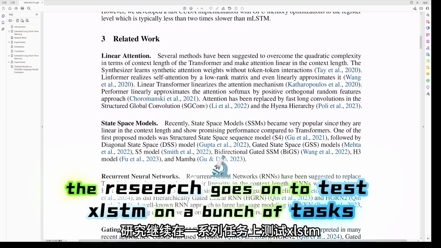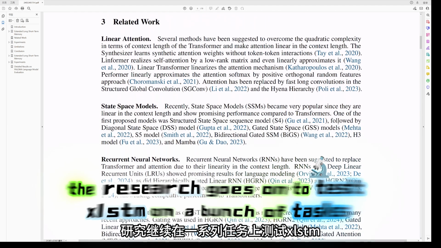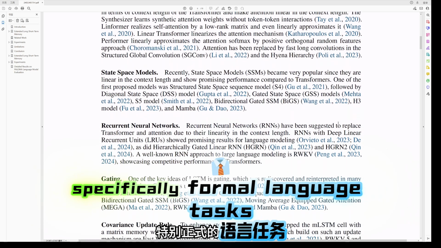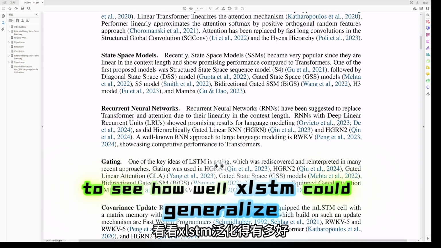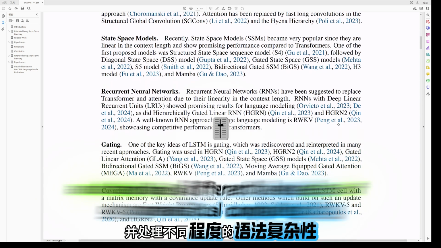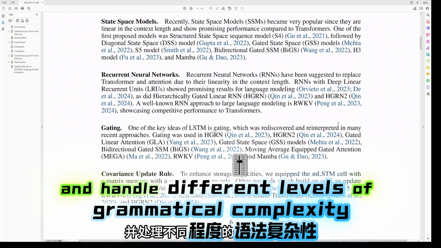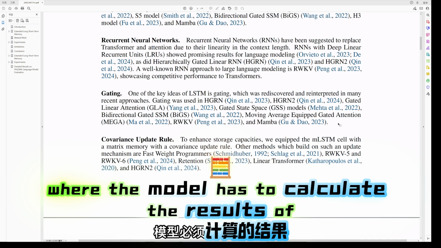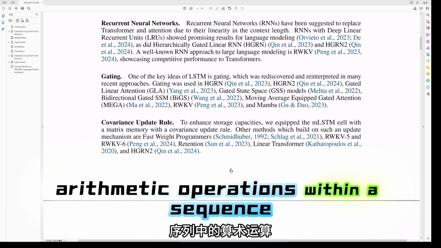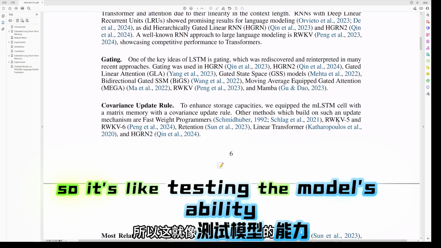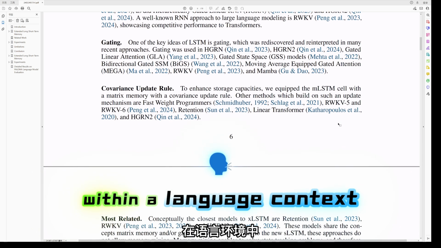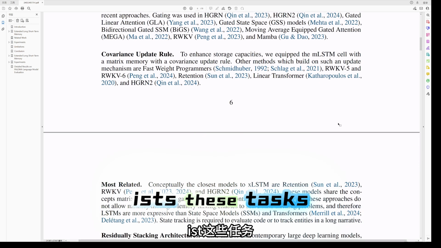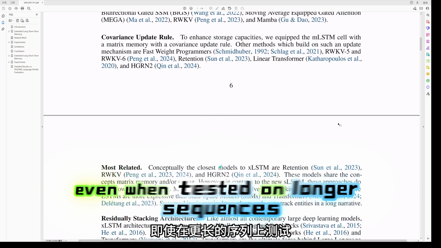Now the research goes on to test xLSTM on a bunch of tasks. What kind of challenges did they throw at it? They started with some synthetic tasks, specifically formal language tasks, to see how well xLSTM could generalize and handle different levels of grammatical complexity. One example is the mod arithmetic task, where the model has to calculate the results of arithmetic operations within a sequence. So it's like testing the model's ability to understand basic math rules within a language context. Exactly. And they found xLSTM excelled at these tasks, even when tested on longer sequences than it was trained on.